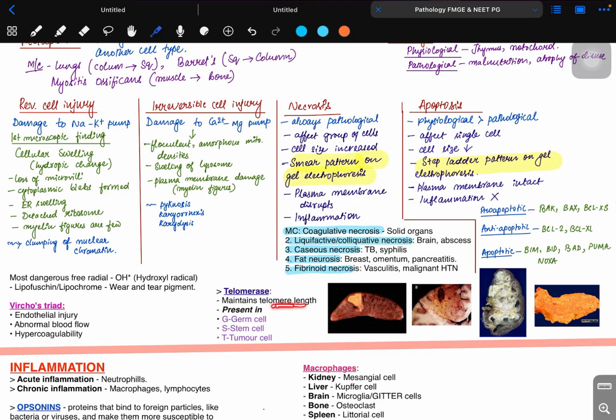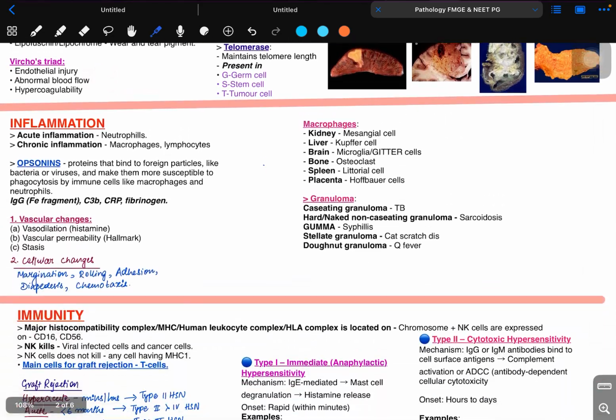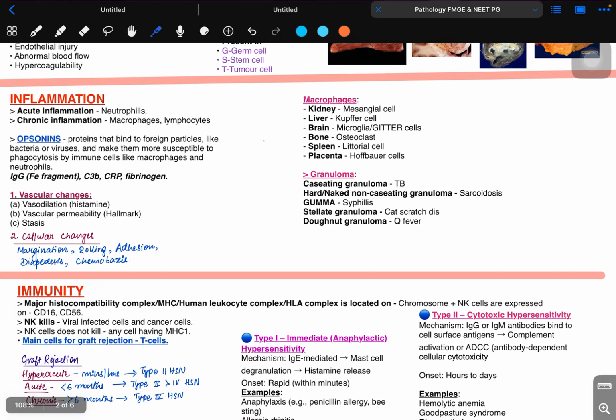Telomerase maintains the telomere length. It is present in GST. The mnemonic is GST. Telomerase is present in germ cell, stem cell, and tumor cell. What is Virchow's triad? It includes endothelial injury, abnormal blood flow, and hypercoagulability. Now moving on to our next topic, which is inflammation.